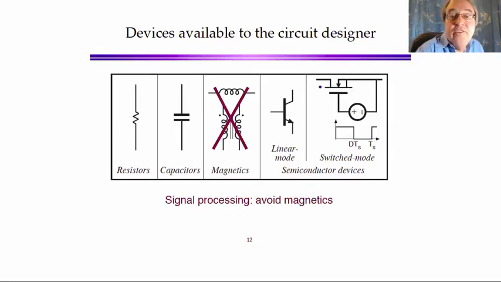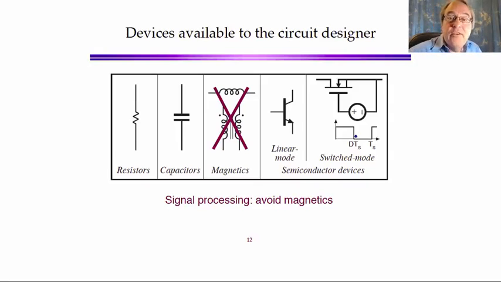In signal processing, such as you probably learned in undergraduate electronics and circuits courses, we usually avoid magnetics. Well, we don't have to, but magnetics generally are more expensive. They're hard to integrate on integrated circuits, and most engineers don't know how to design them. And so for a variety of reasons, we usually ignore or avoid magnetics. But resistors and capacitors are fine. Linear and switched mode semiconductors are also common.